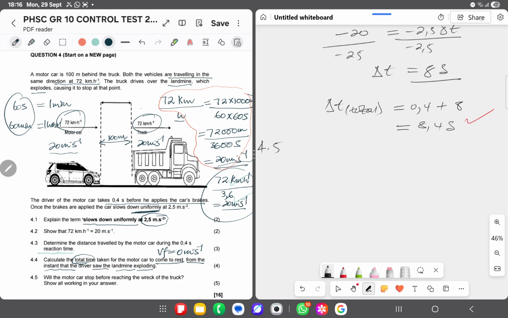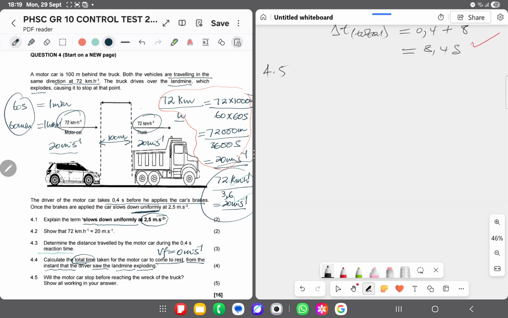Then 4.5. This is the last question. Will the motor car stop before reaching the wreck of the truck? Show all working in your answers. 5 marks. Remember, there's a distance of 100 meters there. So we need to check how much distance will be covered by this motor car.